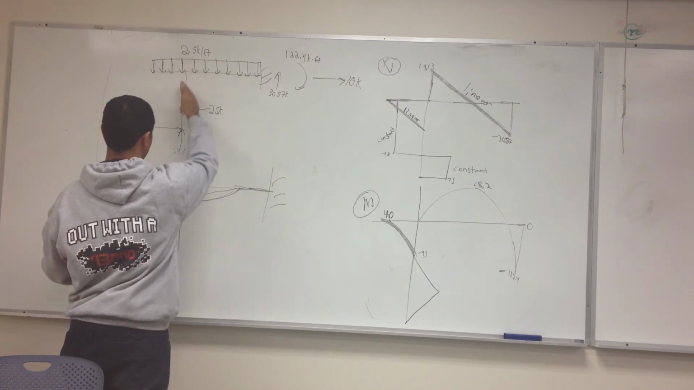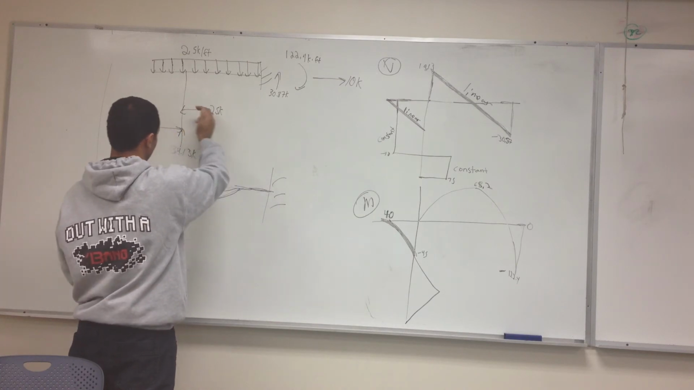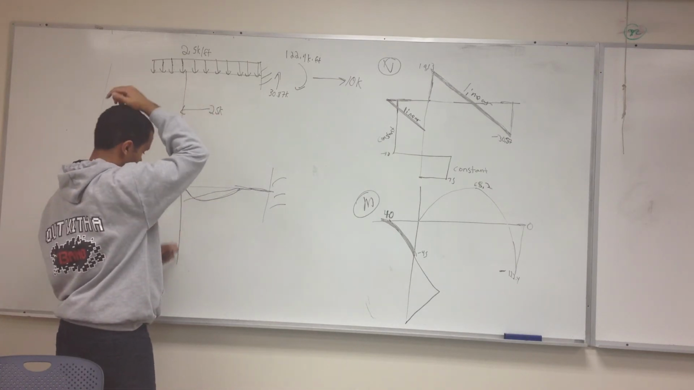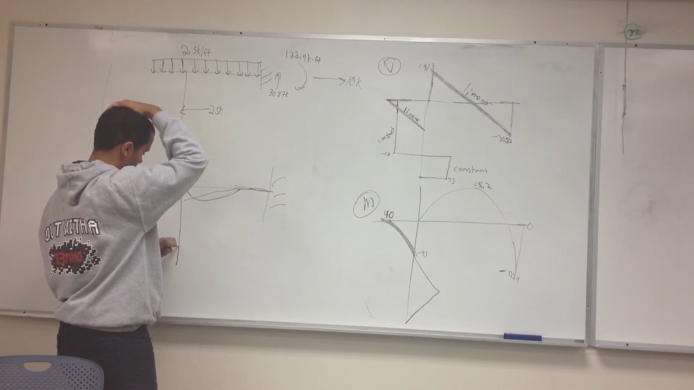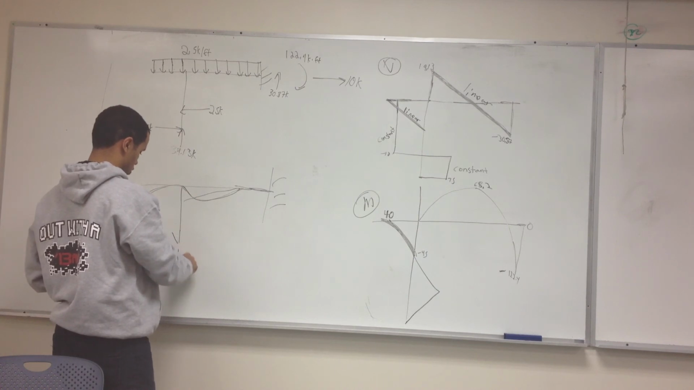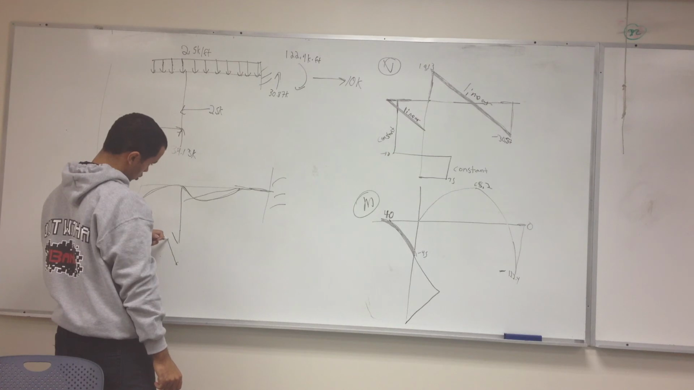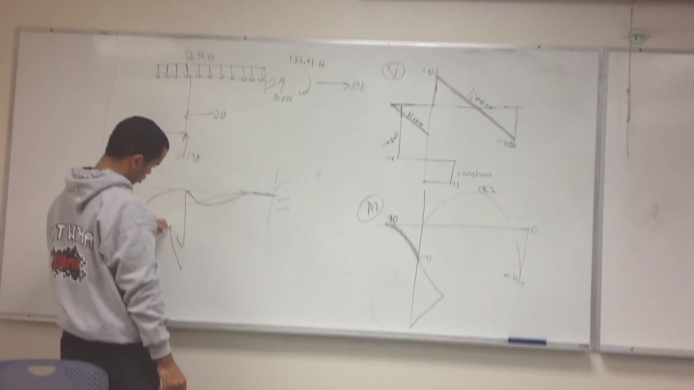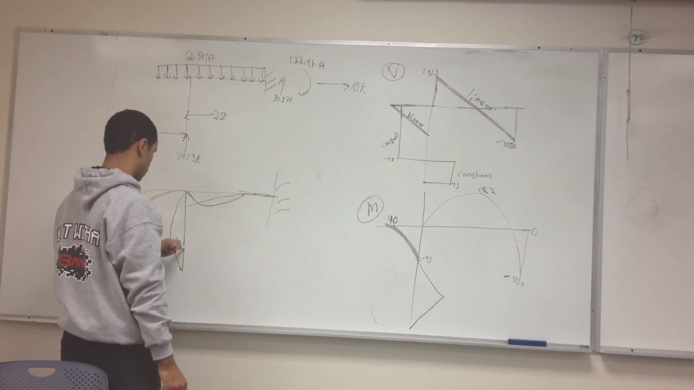And then we have this load over here, which will deflect it a little bit this way. This is an estimation of our deflected shape.